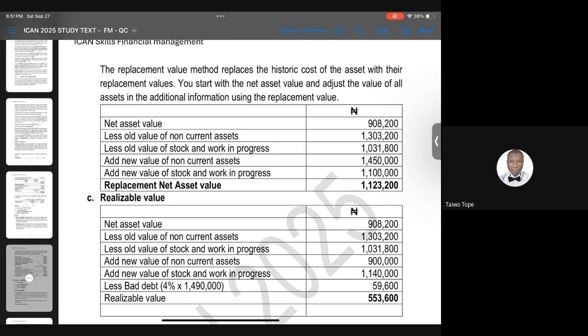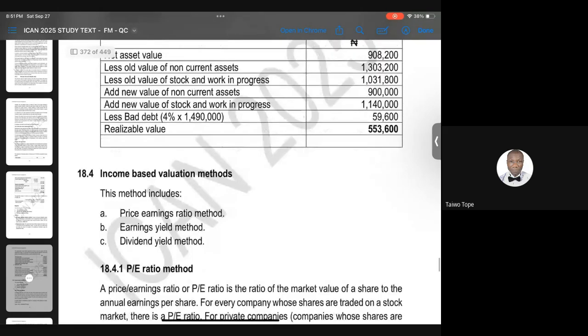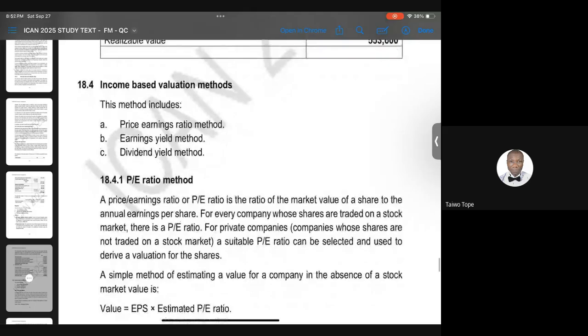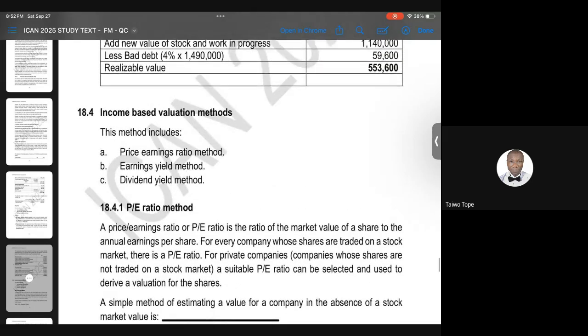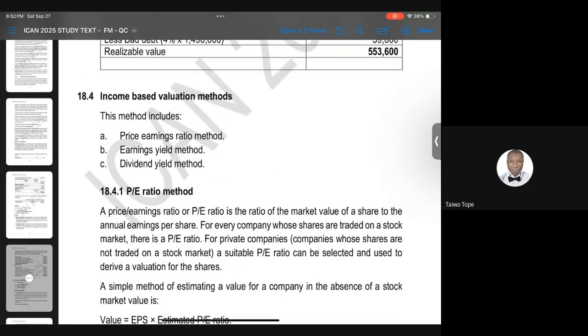So we can also have another way of valuing a business, the income-based approach. Income-based approach. Yes, the income-based approach. When we talk about this income-based approach, we have three issues under this. We have issues of price earning ratio. We have issues of dividend yield, and also we have issues of earning yield.